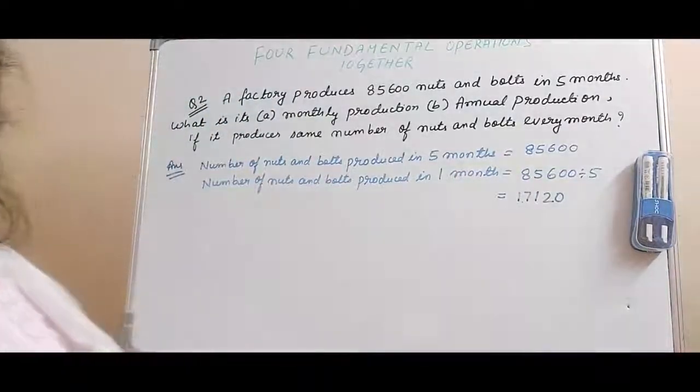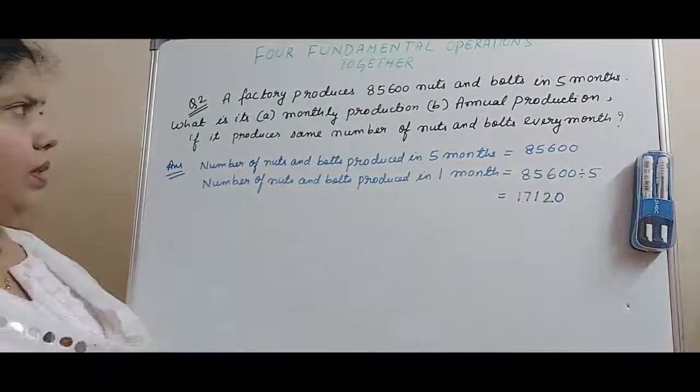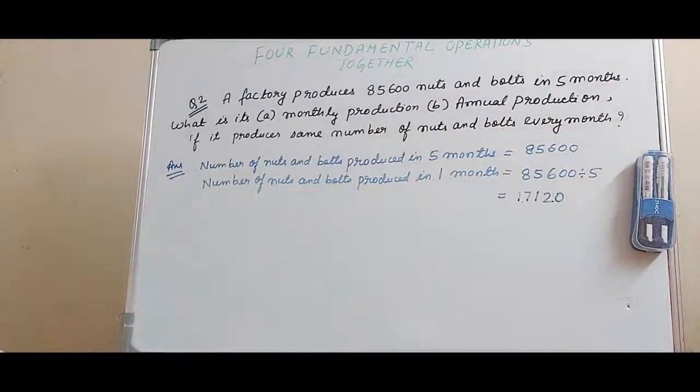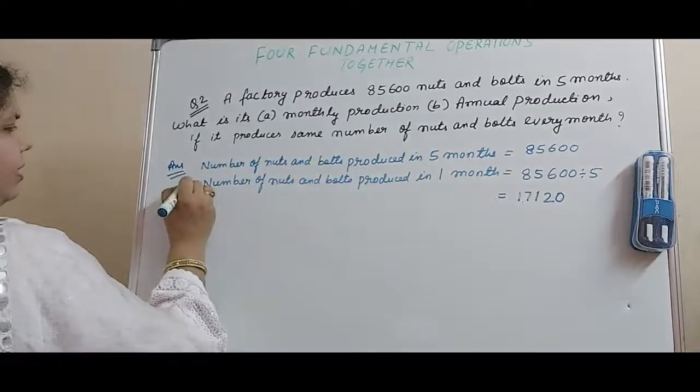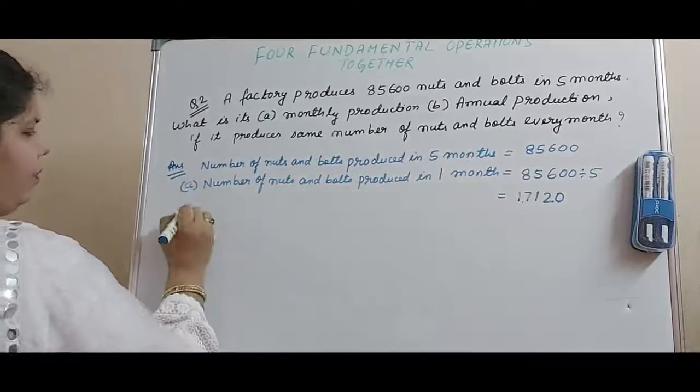17120 nuts and bolts that is produced in 1 month. That is the monthly production. Now we have, this is bit A answer we have got. Now we come to bit B.